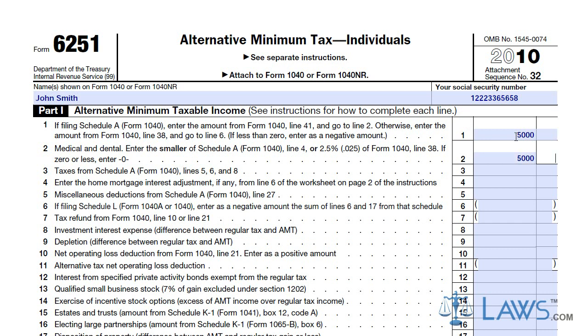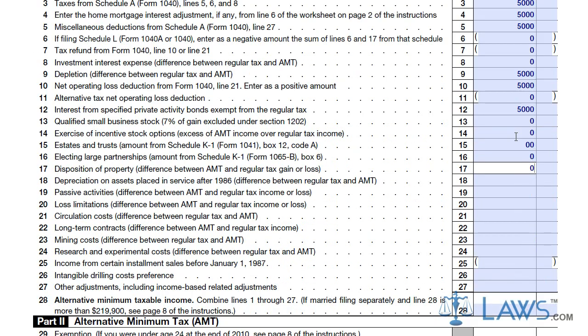Continue to enter the amounts taken from your 1040 on the appropriate lines if they are applicable. Leave blank any lines that do not apply to you. Enter medical and dental amounts, home mortgage interest amounts, deductions, investment interest, net operating loss, qualified small business stock, long-term contracts, or any other amounts that apply to Part 1.